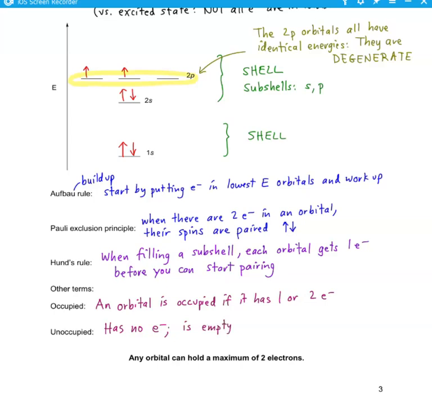And then finally, any orbital, and it doesn't matter what kind of orbital it is. It could be an atomic orbital, a molecular orbital, a bonding orbital, an antibonding orbital, a hybrid orbital, an unhybridized orbital. All of them have the same requirement, and that is that they can hold a maximum of 2 electrons.